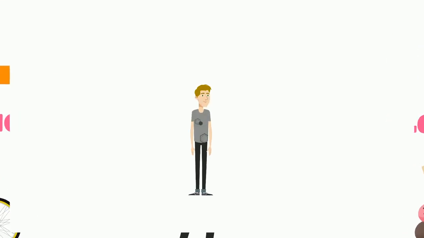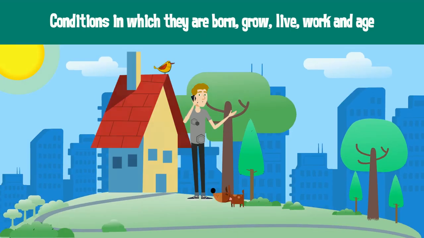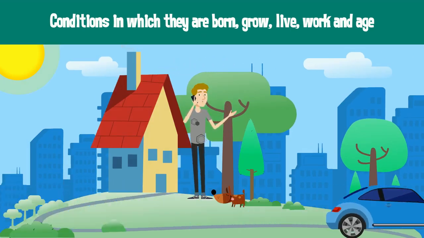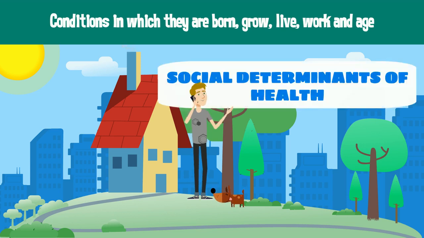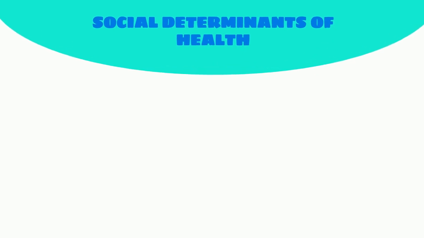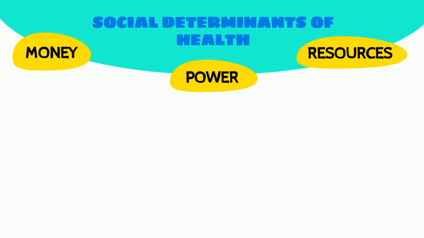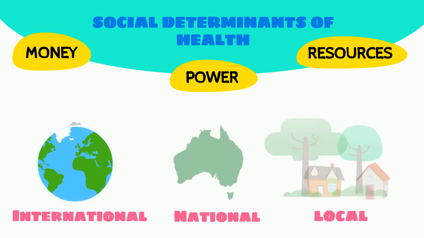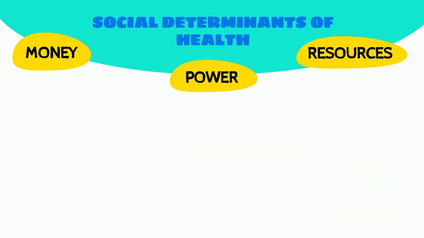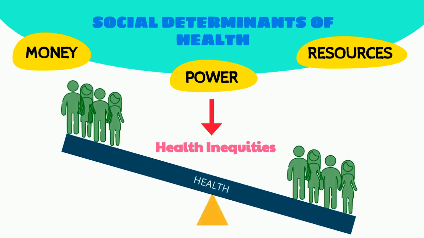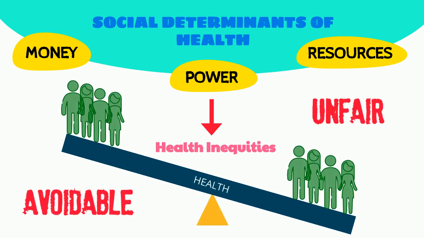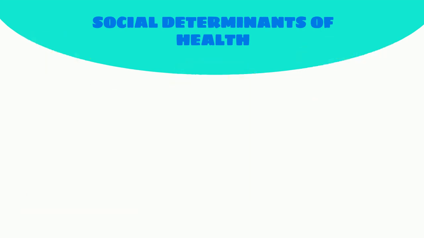Health is also largely influenced by the conditions in which people are born, grow, live, work, and age, collectively called the social determinants of health. The social determinants of health are shaped by the distribution of money, power, and resources at an international, national, and local level. These can lead to health inequities, which is the difference in health between different groups of people that is unfair and avoidable.